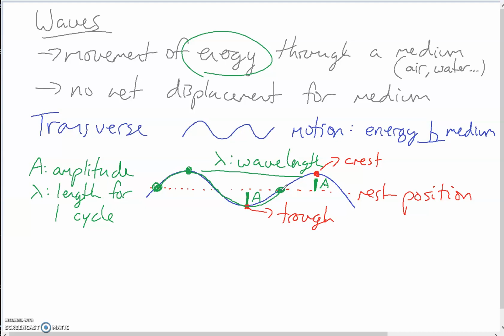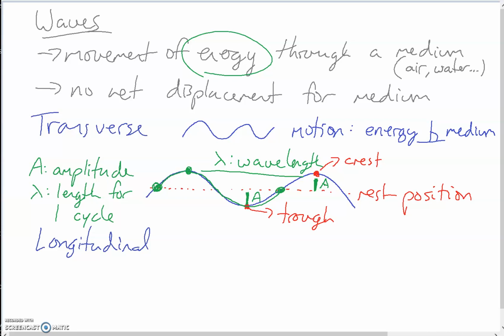You've got crests, you've got troughs, energy is perpendicular to the medium, we've got the amplitude, and we have the wavelength. Now, the second most common type of wave out there is a little bit different. It's called a longitudinal wave. This is also a really, really common form of wave. Most people don't think about it, but it is a really common kind of wave, and we're going to look at that one as well.